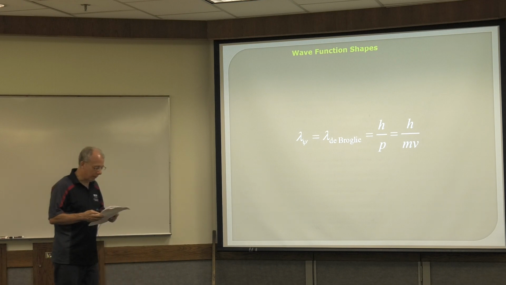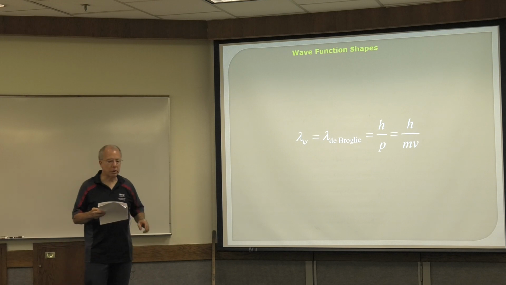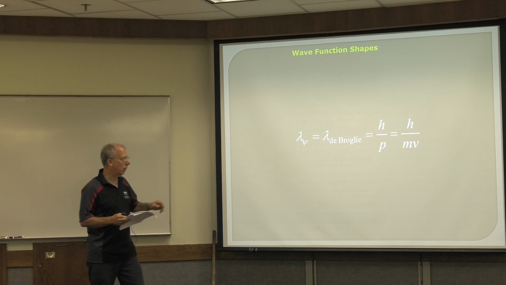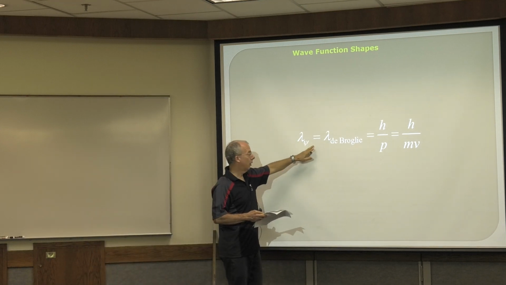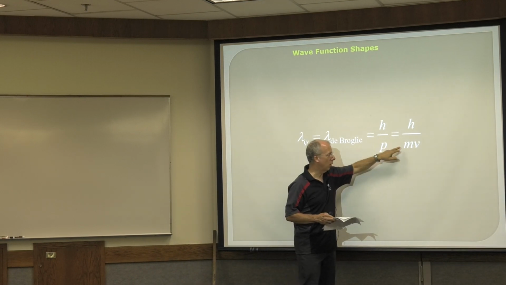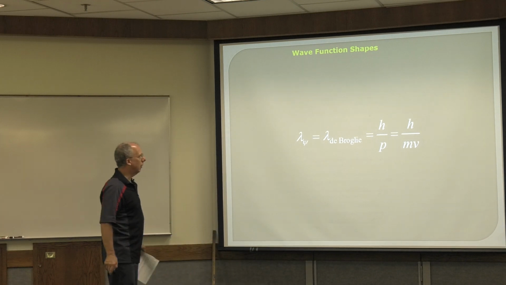But just remember, and I said this at the very beginning of this chapter, when Schrodinger came up with his wave equation, he wanted to make sure that the wavelength of the wave function was equal to the de Broglie wavelength, which is h over p, which is h over mv. Okay, so here we go.